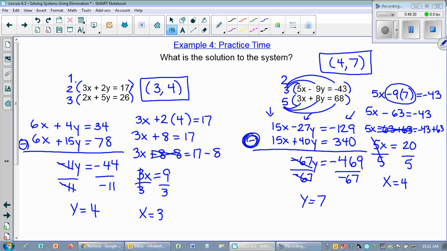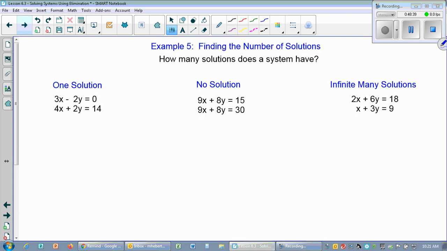I hope you guys did good. If you did great, give yourself a whoop whoop in the house and a pat on the back. Whoop whoop. All right, guys, we're going to move on to example 5.